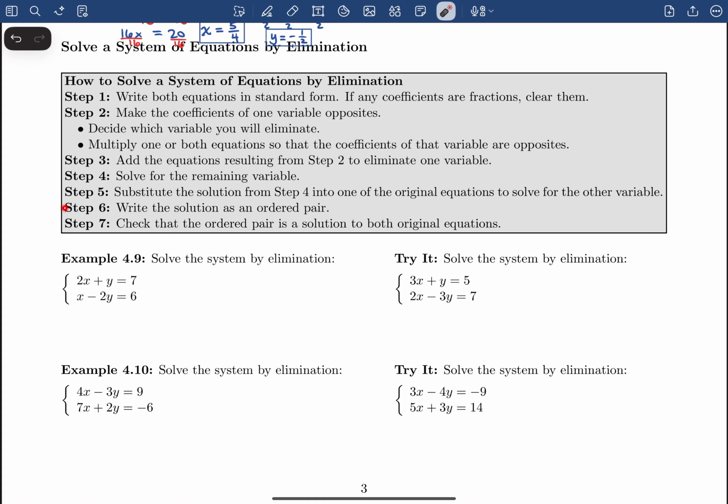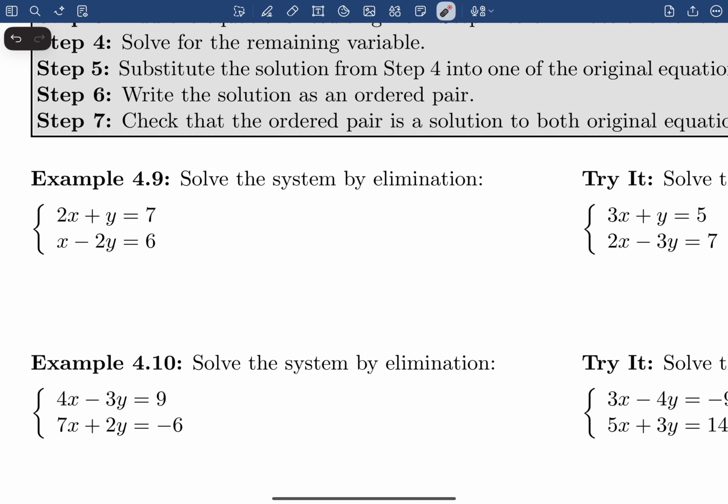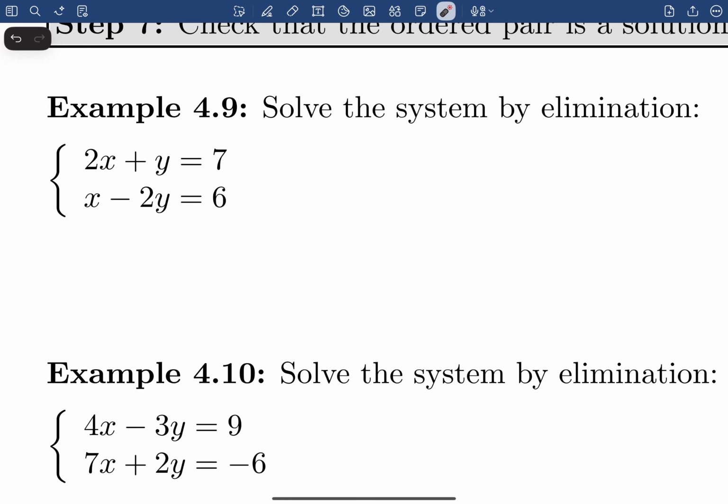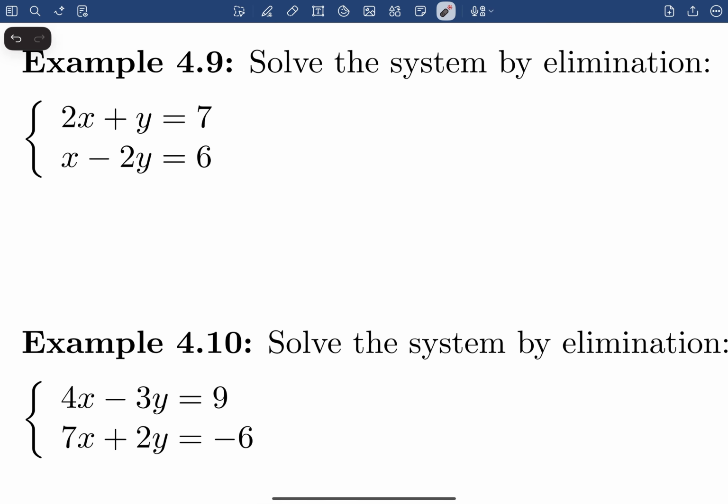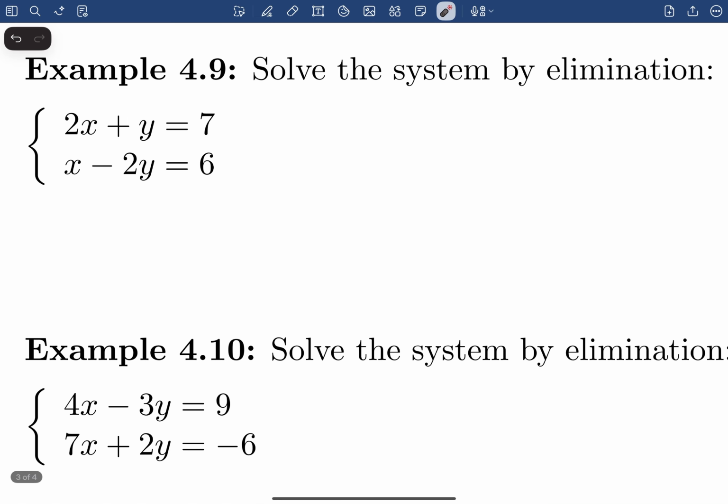Step 6, write the solution as an ordered pair. And of course, step 7, you could check whether that ordered pair you just found is a solution by plugging it into both the original equations and checking to see if they're true. Great. Well, let's go ahead and look at a couple of these examples. I'm going to show you that 7-step process. Example 4.9, solve the system by elimination.